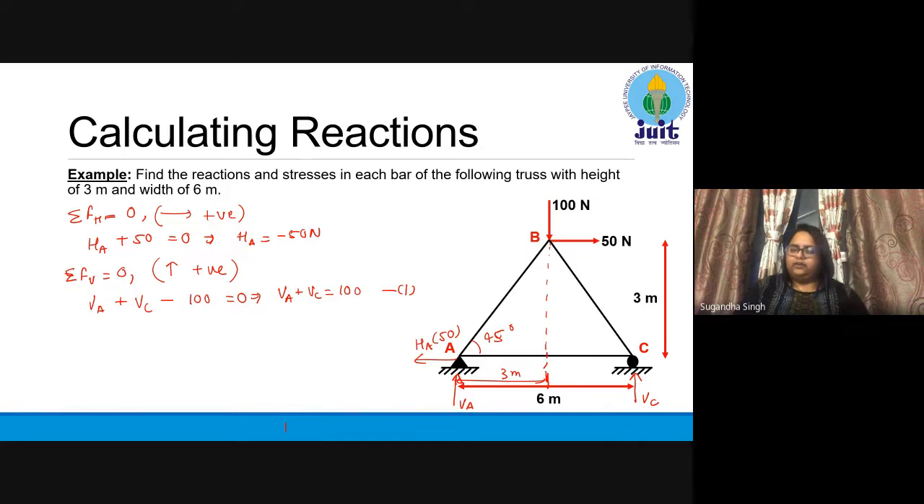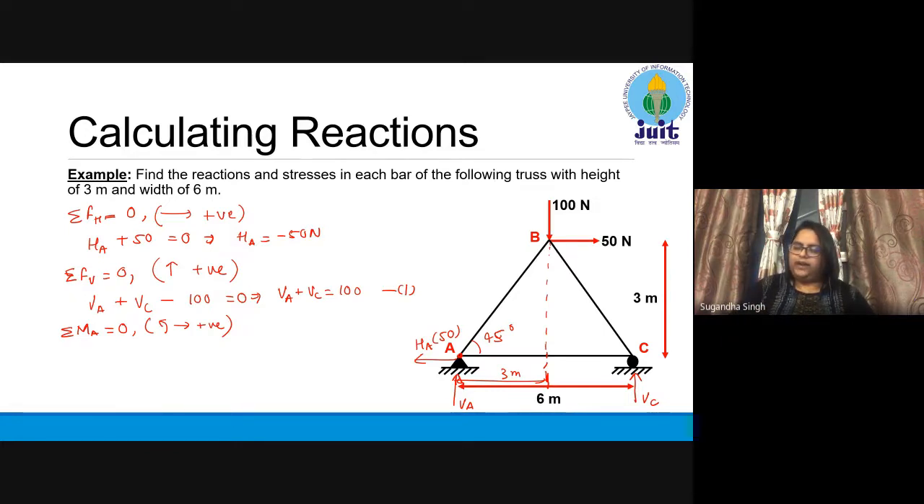The third equation is that the moment at all the joints should be equal to 0. That means they shouldn't be rotating. So let's take a moment at any of the joints, let's say joint A, and it should be 0. Here I am assuming that a force that induces anti-clockwise rotation is positive. Taking moment at A, HA and VA have 0 distance from joint A, so they won't be included in the equation.